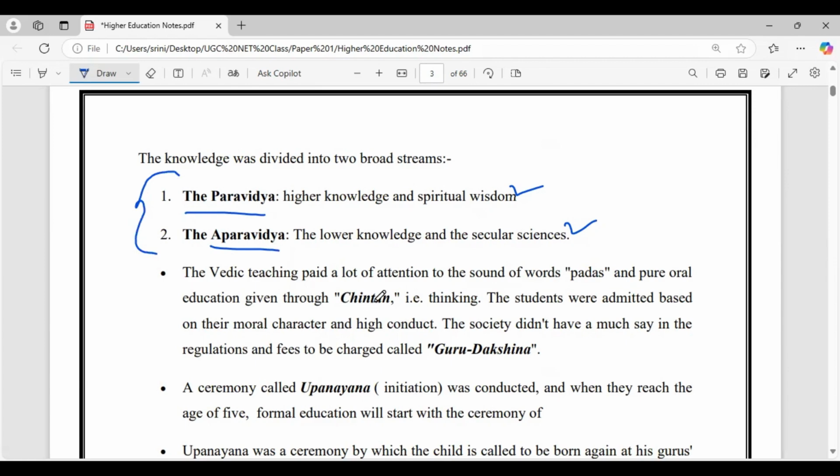Vedic teaching paid a lot of attention to the sound of words, padas, and pure oral education given through Chintan, also thinking. The students were admitted based on their moral character and high conduct. The society didn't have much say in the regulations and fees to be charged, called Gurudakshana. A ceremony called Upanayana.